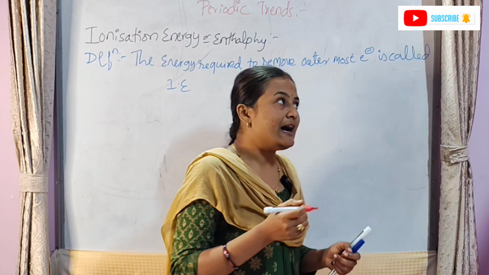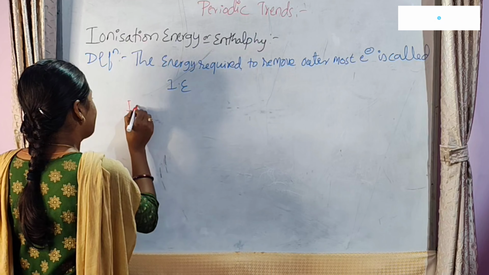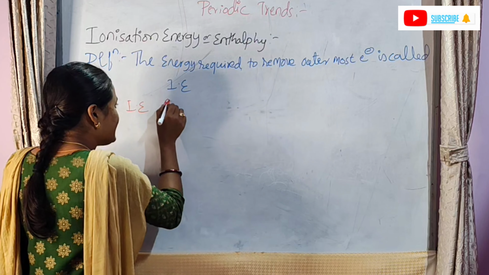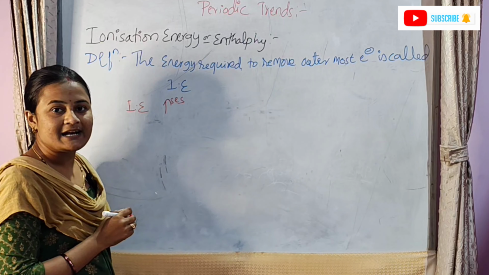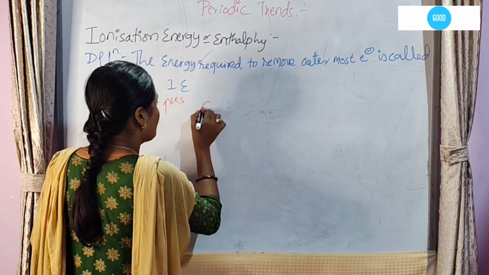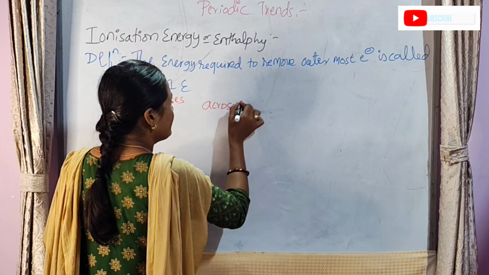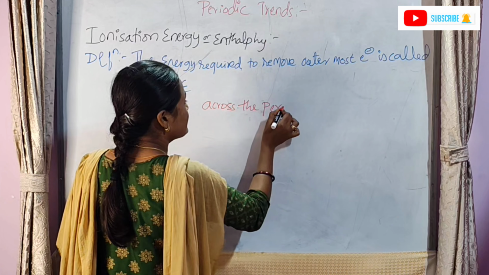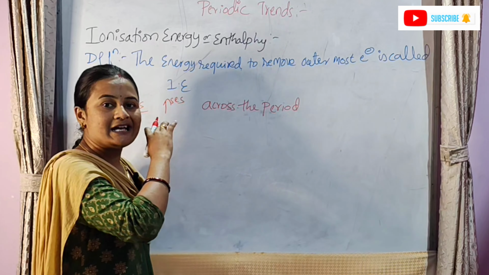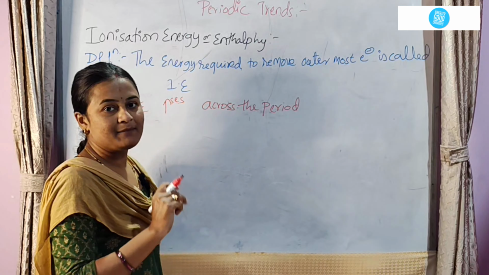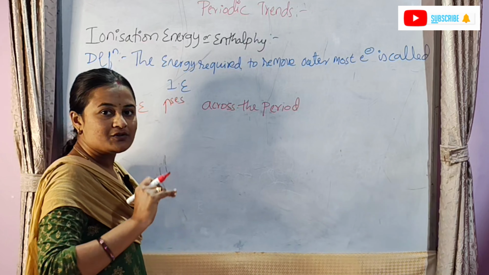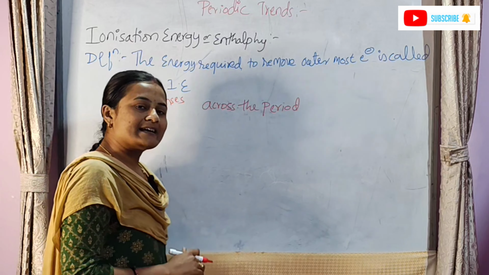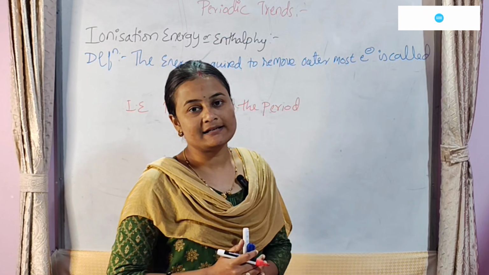Important: the ionization energy increases as you move across the period. Across the period means left to right. As you move left to right in the periodic table, the ionization energy goes on increasing. Why does it increase from left to right in the periodic table?